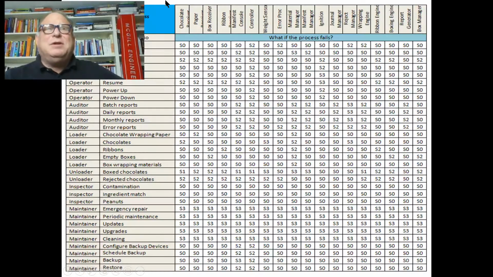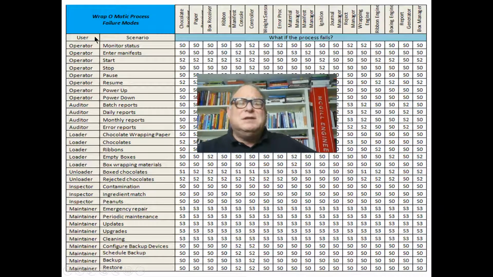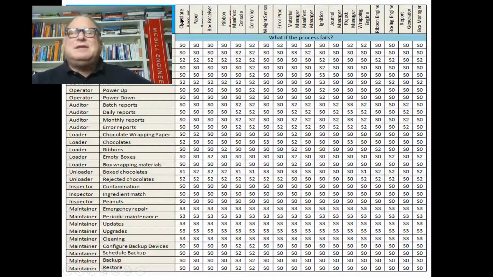We built this table, which is a table of failure modes. You see all of the users: the operator, loader, auditor, inspector, maintainer. There's one row for each usage scenario, so who's the user and what do they do, and each of those blue blocks, which represent process elements, is given a column. Then, with discussions with our architects, we asked the question: if this column failed, what would be the impact on the user? And we categorized that as S0, S1, S2, S3, S4.